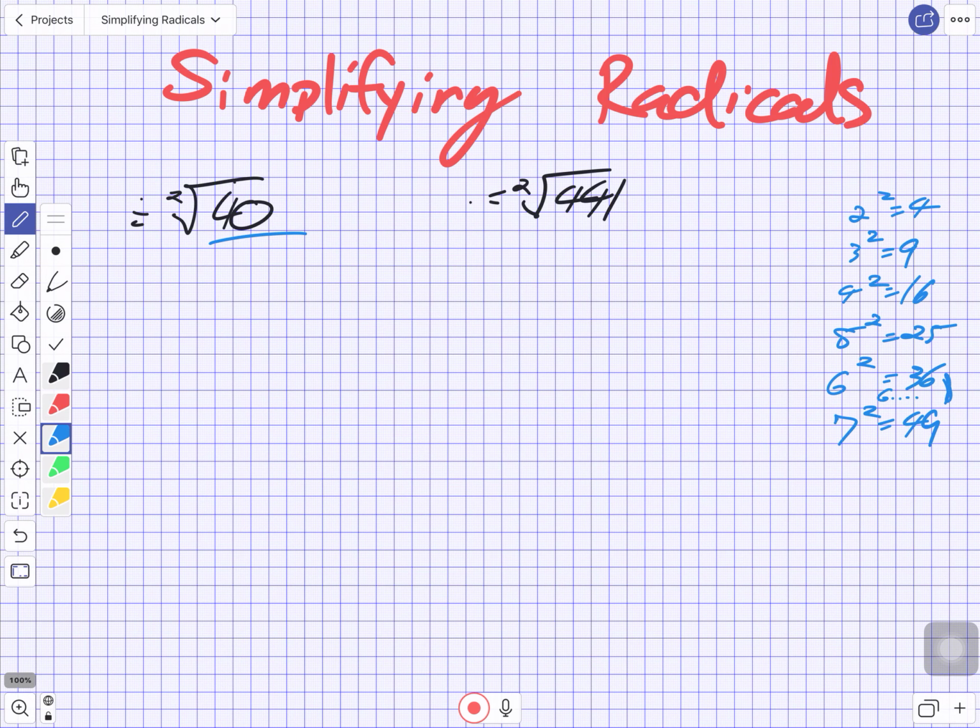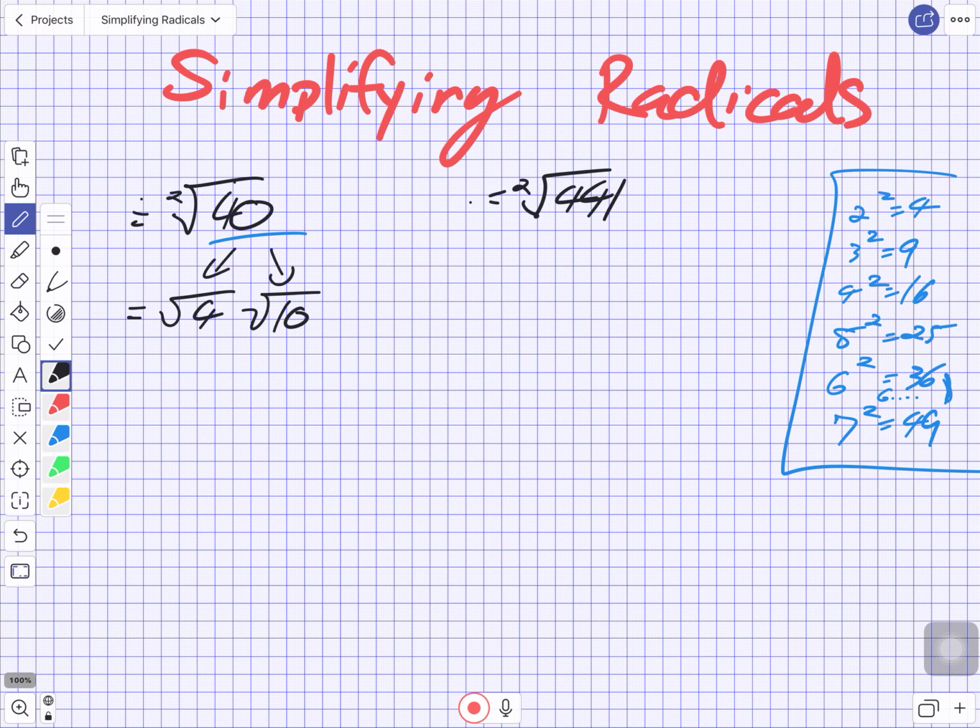But we don't really want to talk about decimal values. We want to simplify it with whole numbers. If we're looking for an exact answer, we want to represent it using whole numbers. So we're going to look for multiples or factors of something. If I have 40, I'm going to think of two factors of 40. I know that 40 can be broken into 4 times 10, so I'm going to write this as root 4 and root 10.